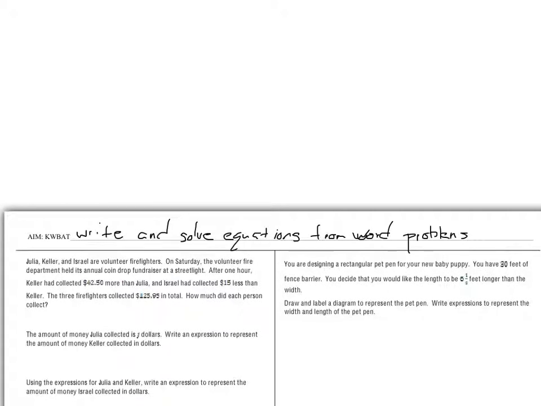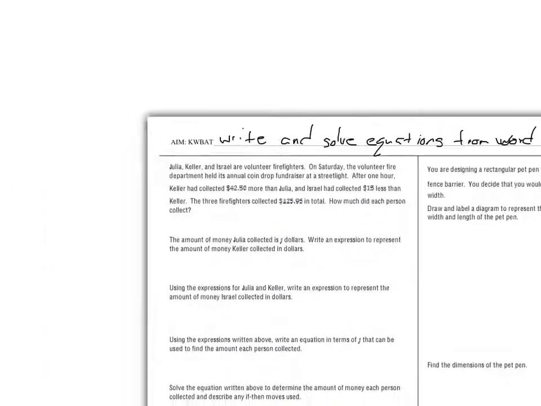Alright, today's aim, we're going to write and solve equations from word problems. So this is really pretty much the same aim as yesterday. We're just going to be looking at more problems, giving us more experience, more examples to look at.